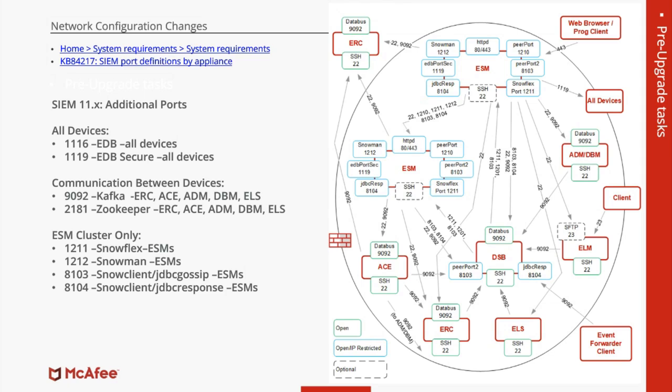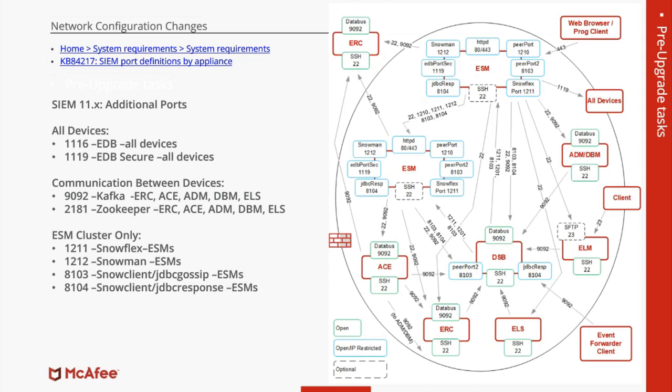In SIEM, the additional ports are going to be for all devices, 1116, 1119, 9092, and 2181. And then in a clustered environment, you need 1211, 1212, 8103, and 8104. All of this is documented in KB 84217, which I highly recommend that you review before you upgrade from 10 to 11.